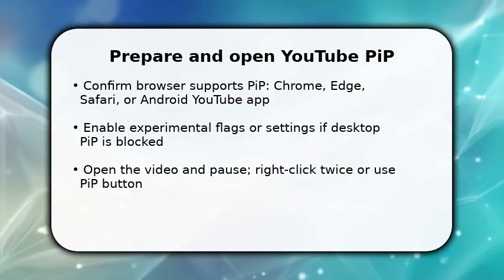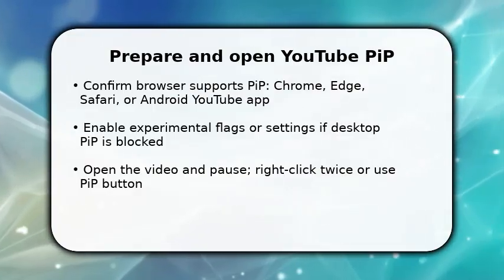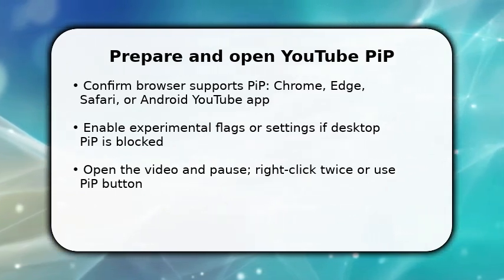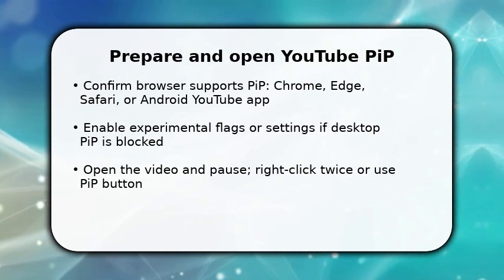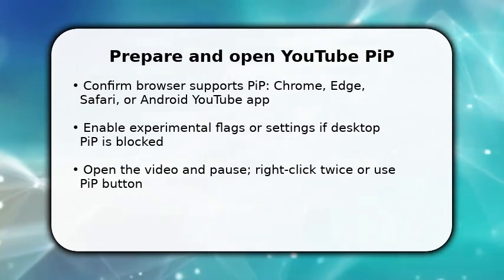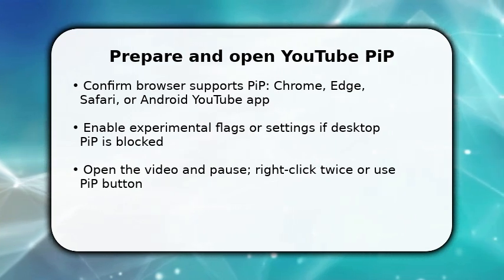You start by confirming that your browser or device supports picture-in-picture. Open the YouTube video you want and pause it. This prevents jumps when Pi-P starts. If Pi-P is unavailable, make sure to check browser settings or experimental flags.